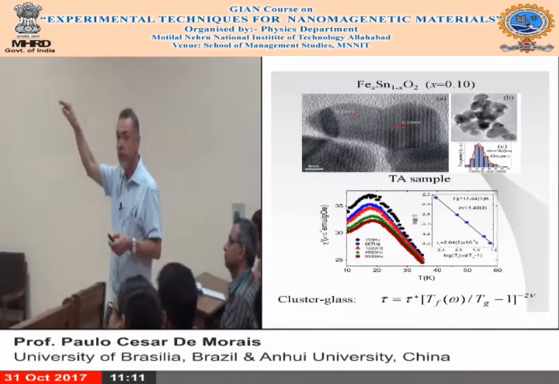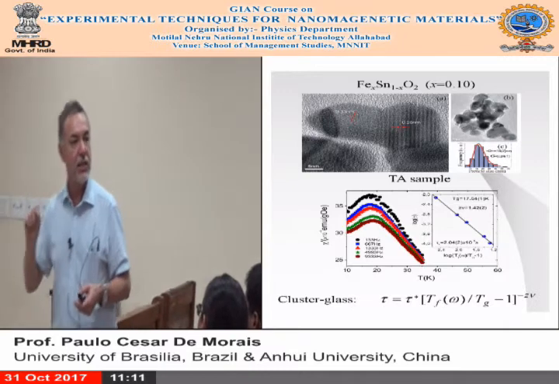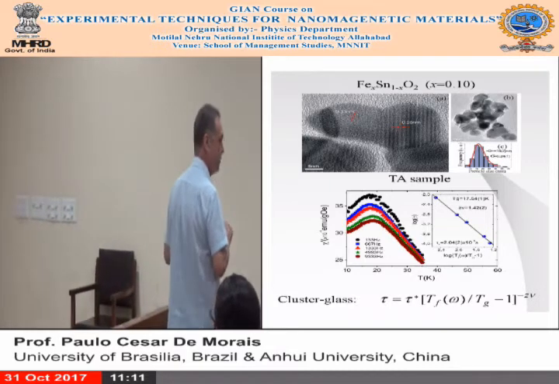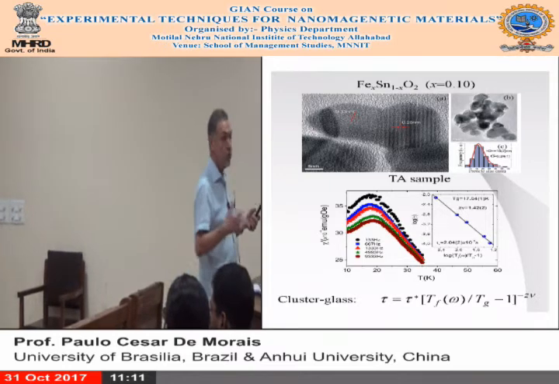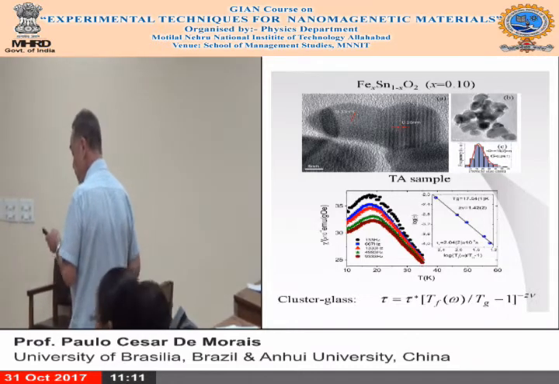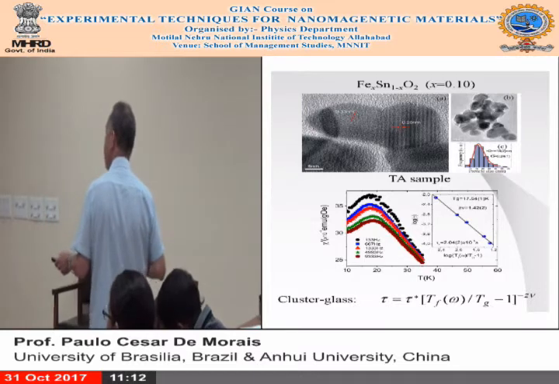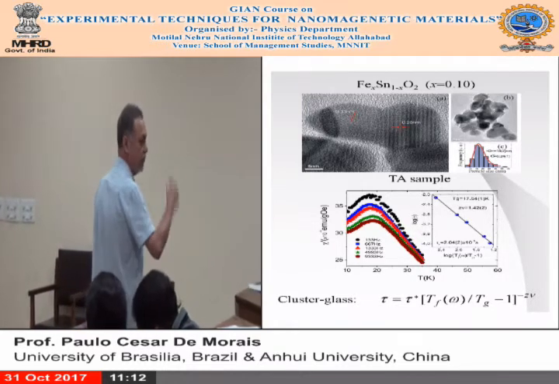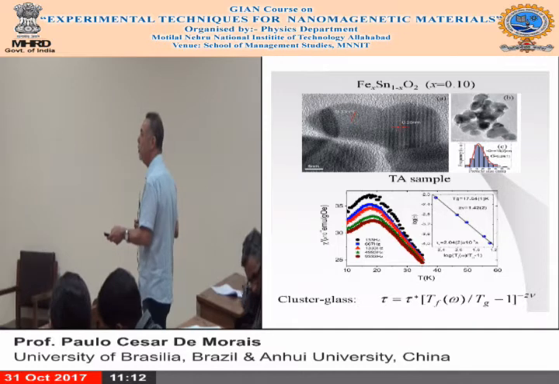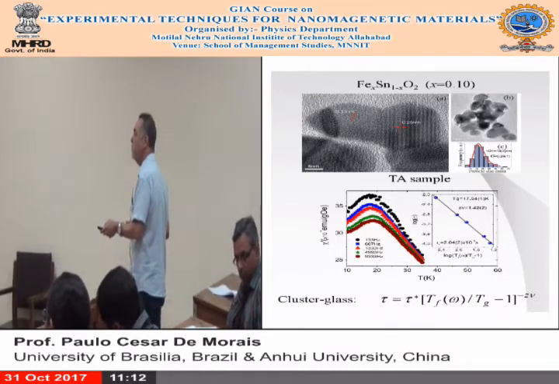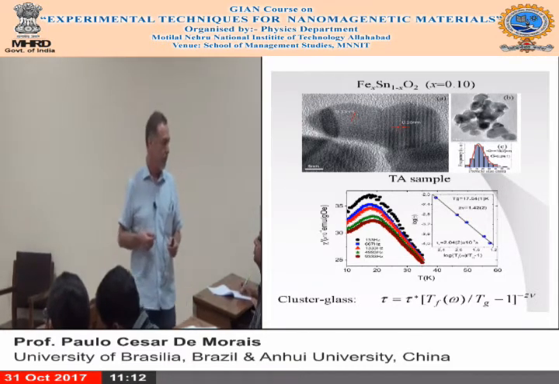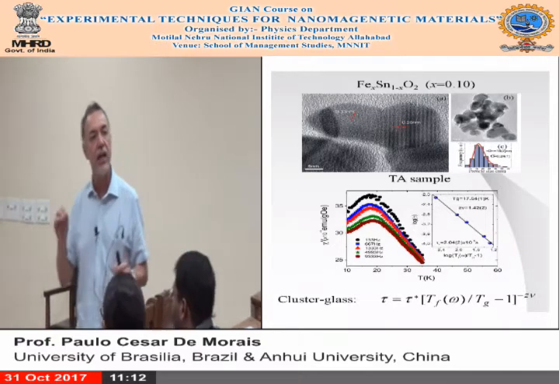So we want to explore whether spin glass is something that happened in this sample. Is there any signature of spin glass in the sample or not? That was our intention in performing this experiment. So we use this scaling law, which is related to the formation of clusters of spins. This is the typical time, which goes with the inverse of the frequency. And those are typical temperatures. This is the glass temperature, this is the freezing temperature, typical temperatures related to spin glass systems.